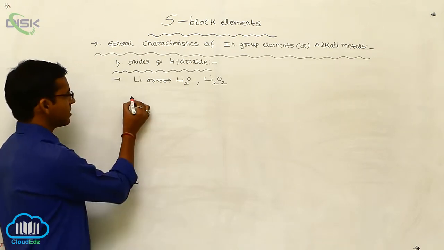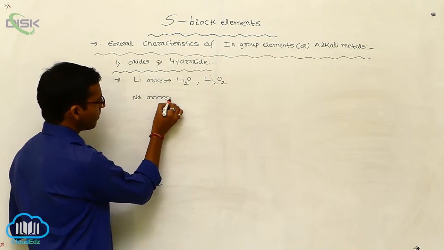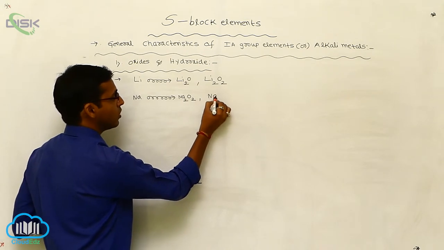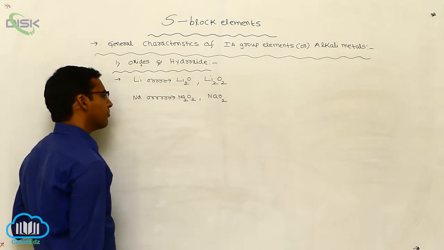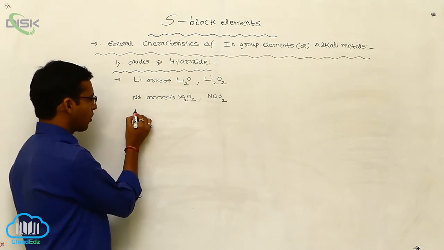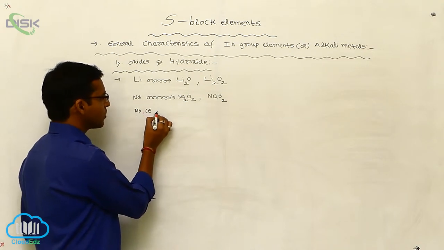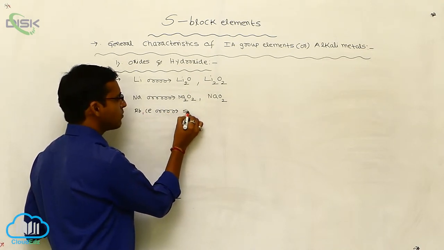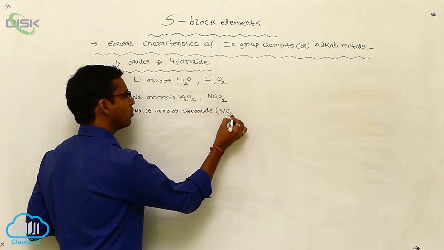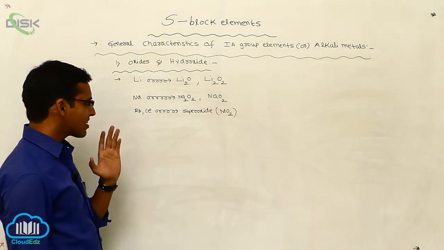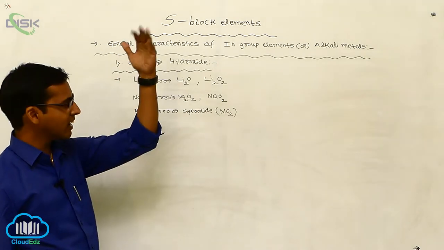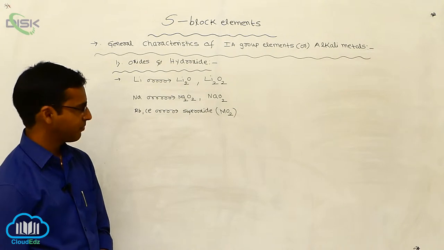Whereas sodium forms sodium peroxide and sodium superoxide. The remaining metals, potassium, rubidium, cesium, generally form superoxides. The superoxide general formula is MO2. The superoxide character increases from top to bottom, which means the oxide character and peroxide character decrease.